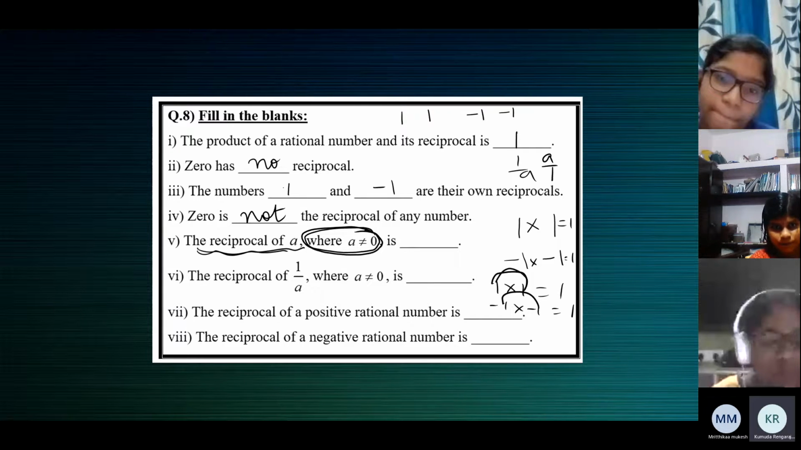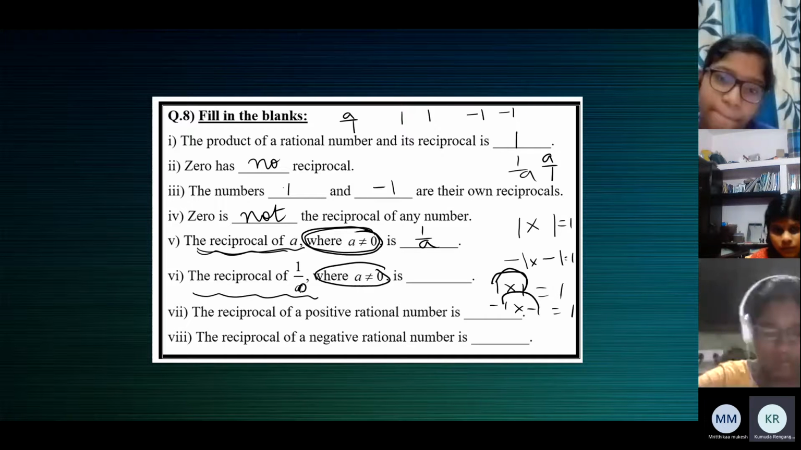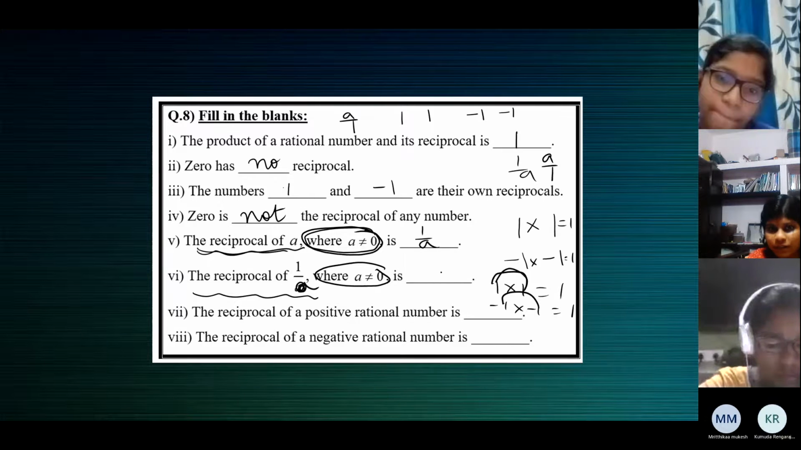So the reciprocal of A, what is A? A means A by 1. The reciprocal is 1 by A. The reciprocal of 1 by A, again where A is not 0, because they're telling you that this one is not 0. The reciprocal of 1 by A is A by 1 or A.